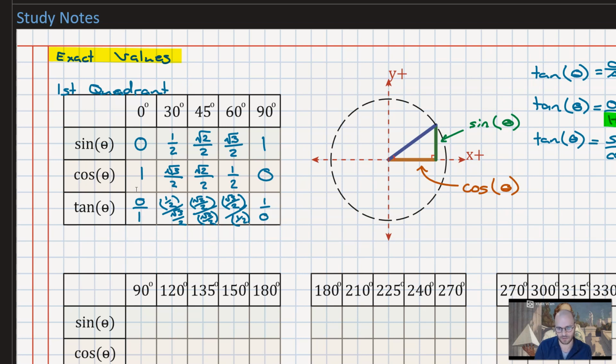Now, doing the simplification on all of these sums over here, what we find is that 0 divided by 1 is simply 0. Half divided by root 3 on 2 is going to be 1 over root 3. Root 2 over 2 divided by root 2 over 2, well, they're both the same, so it's nice and easy. It comes out to be 1. Root 3 divided by 2 divided by a half, that's going to be the square root of 3.